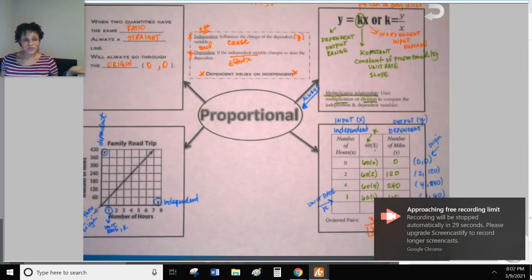So this is the big picture, okay? Hope this helps. Let's go practice.